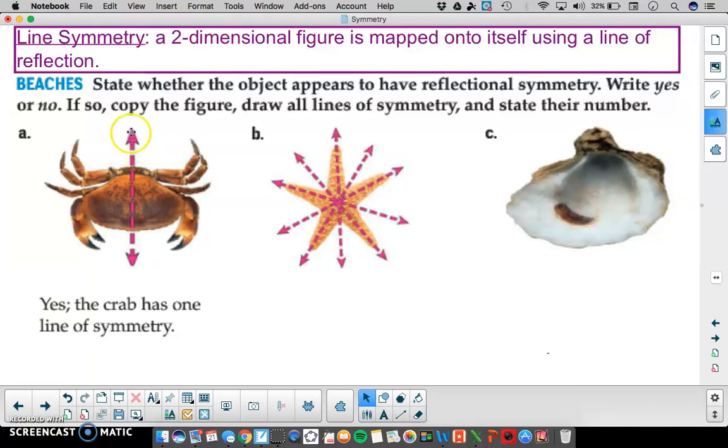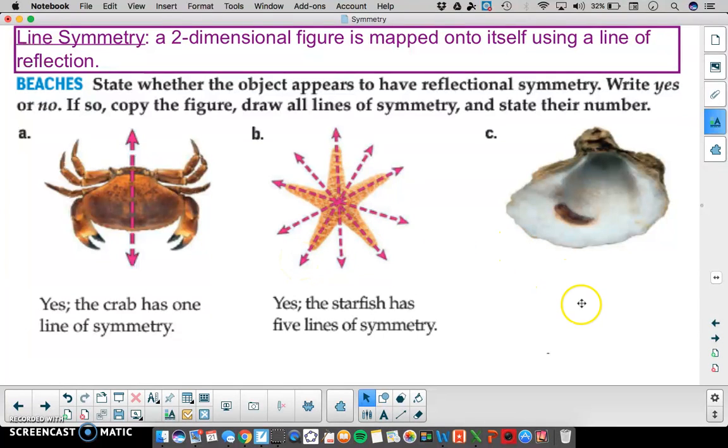We can only make that vertical line that makes those 2 halves look exactly the same. If we were to draw a horizontal line, the top half and the bottom half would not look the same. For part B, we have the starfish. The starfish has 5 lines of symmetry. This vertical line, this line, this line, this line, and this line. Where if we just took one of those lines, both halves would mirror each other.